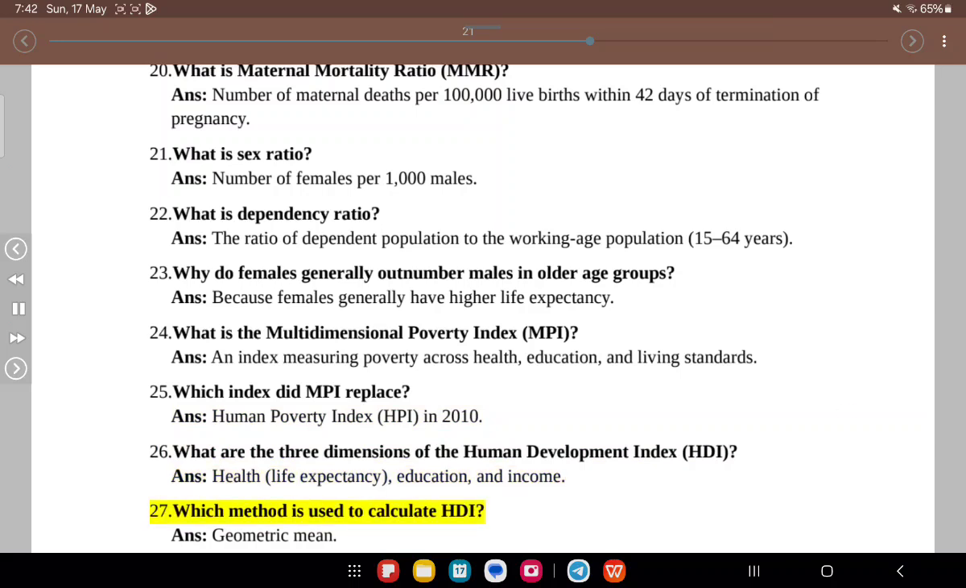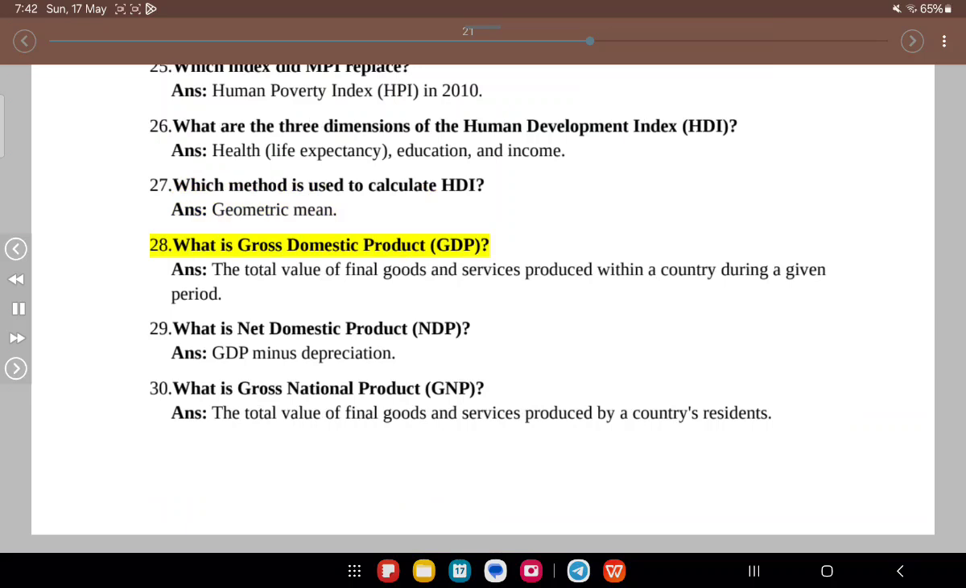27. Which method is used to calculate HDI? Ans. Geometric mean. 28. What is gross domestic product, GDP? Ans. The total value of final goods and services produced within a country during a given period. 29. What is net domestic product, NDP? Ans. GDP minus depreciation. 30. What is gross national product, GNP? Ans. The total value of final goods and services produced by a country's residents.